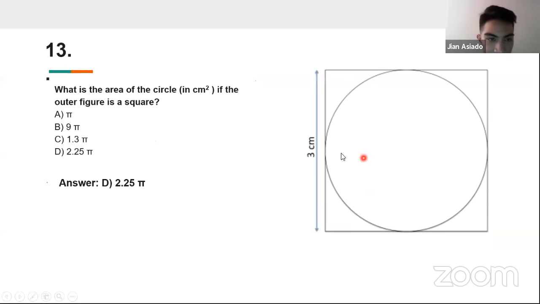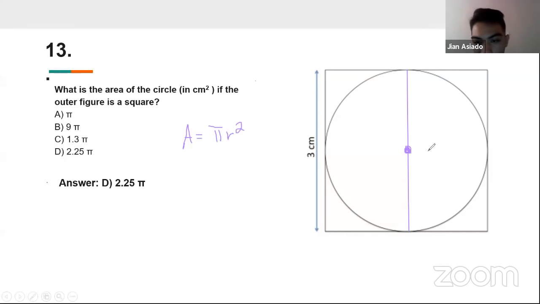Okay, next. What's the area of a circle? The outer figure is a square. Ngayon, bit easy lang din. So this is the diameter. So for the radius, kung radius yung pag-uusapan natin, kasi gusto natin makuha yung area, ang area ay pi r squared, right?